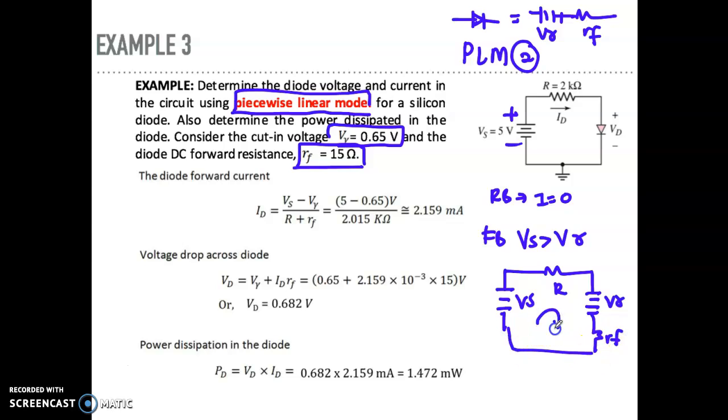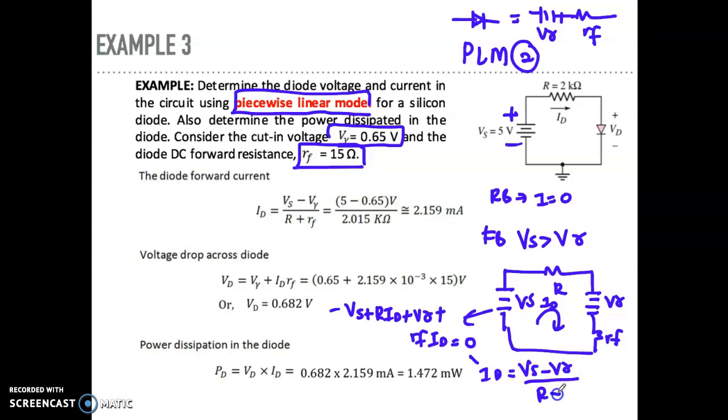So let's do the KVL equation here. KVL says, minus Vs plus R ID, this is the diode current, plus V gamma plus RF ID will be equal to 0. So how can you get your ID? It is actually Vs minus V gamma divided by R plus RF. So this will be the equation for the diode current. Same here, and you can get your diode current.